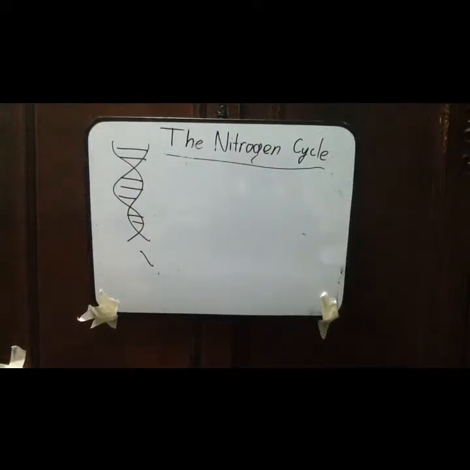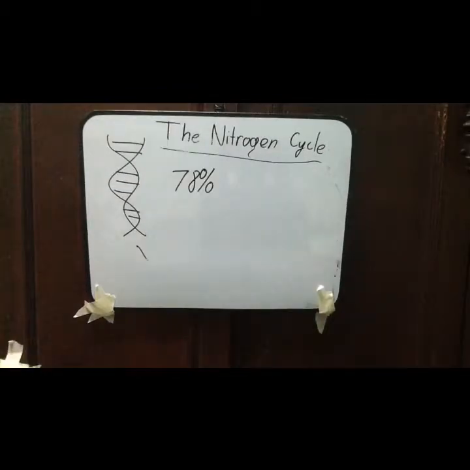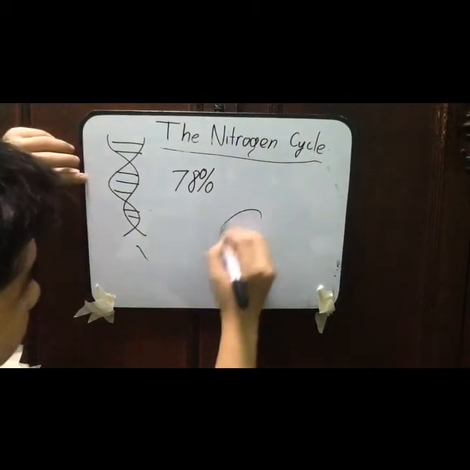Hi, and welcome to this video where I will be discussing the nitrogen cycle. Nitrogen is a really abundant element which makes up about 78% of the Earth's atmosphere.